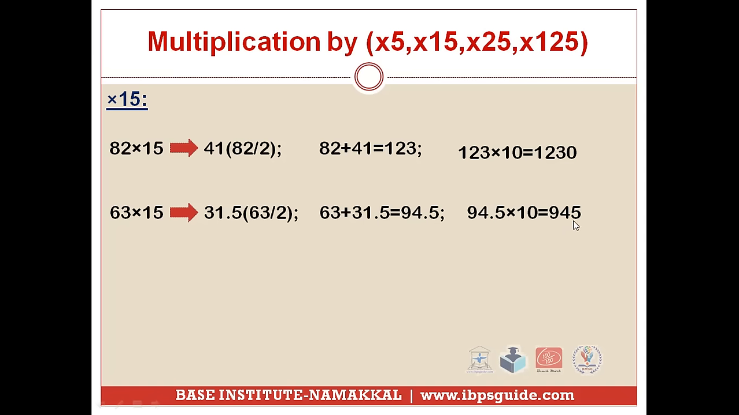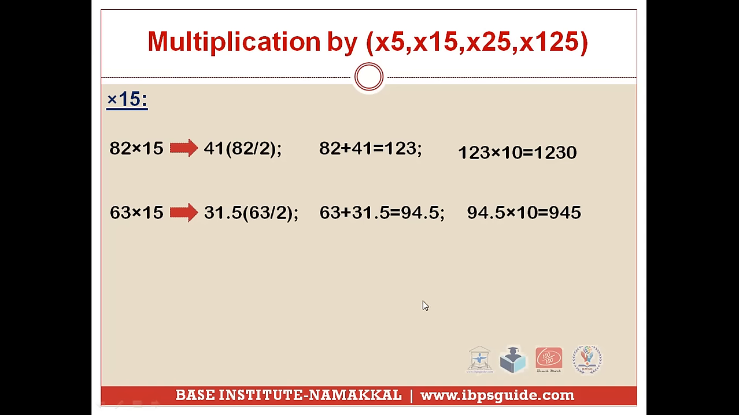Friends, from the above mentioned examples, we can clearly understand what steps we should do. Only 3 steps, friends. First, we have to divide the given number by 2, and then add the given number and the number which we got from the division, and then finally multiply the resultant number by 10.